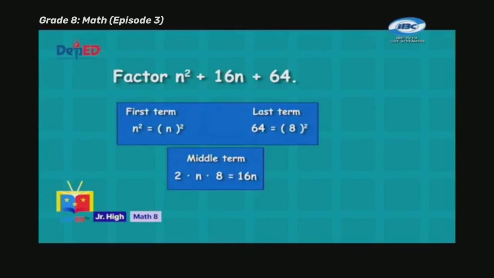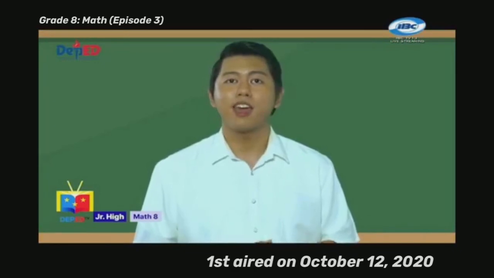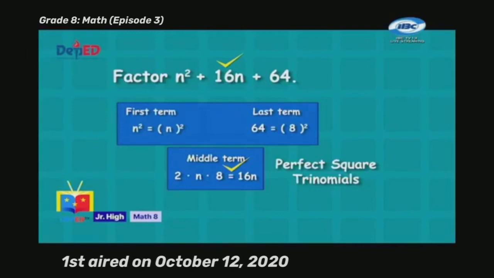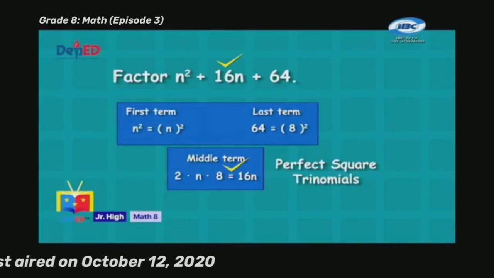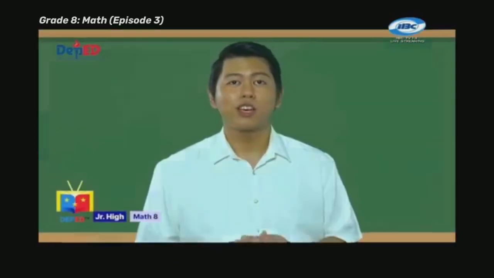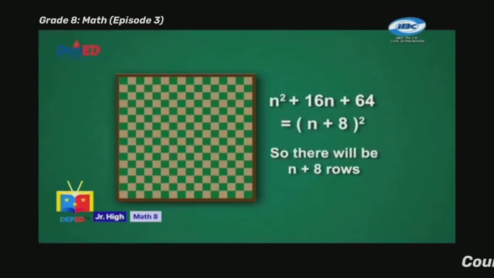It is 16n. And it is the same as the middle term of the polynomial. We have shown that n squared plus 16n plus 64 is a perfect square trinomial. Now, we simply write the polynomial as the square of the binomial n plus 8. We used a plus sign since the middle term is positive. Therefore, the new chessboard should have n plus 8 rows and columns.